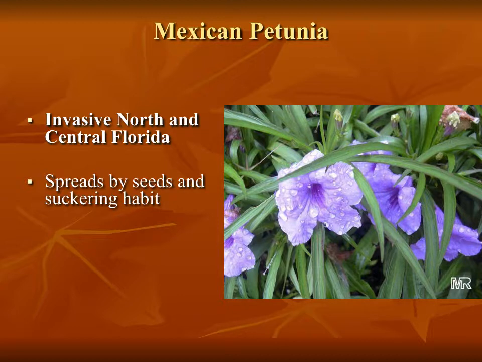The problem is it produces an abundance of seeds, which is a common underlying theme of many of our invasive exotic plants, and it also suckers. So you have one plant and all of a sudden you have a thicket of them, because either seeds have dropped down and germinated, or the mother plant, the original plant, is suckering every which way.